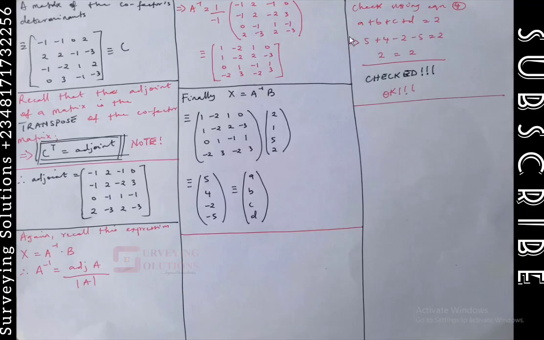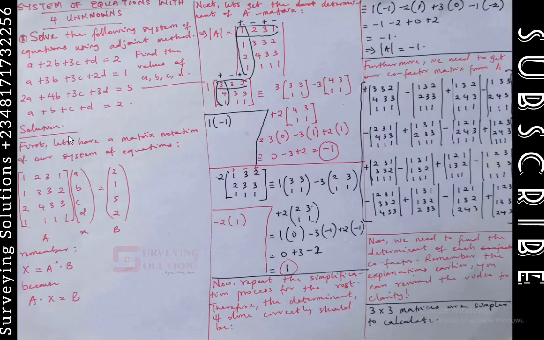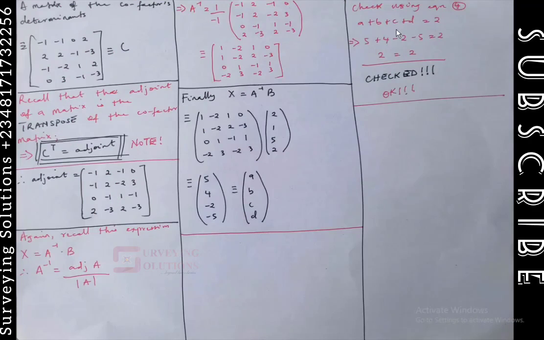Now we are going to check using equation 4. And according to equation 4, we have something like what? A plus B plus C plus D equals 2, right? Good. So checking using equation 4, which is what? A plus B plus C plus D equals 2. It now implies that we have 5 plus 4 minus 2 minus 5. And that will give you 2, which means the left hand side is equal to the right hand side, and that's what is checked, and it's okay.